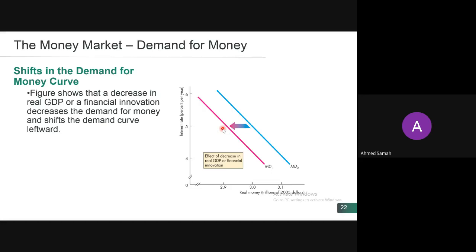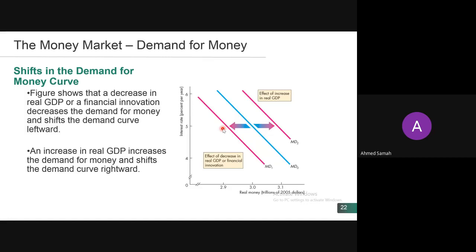The opposite happens when there is an increase in real GDP. When real GDP is increased, people will be demanding more money as expenditure increases. So there will be a rightward shift in the money demand curve.